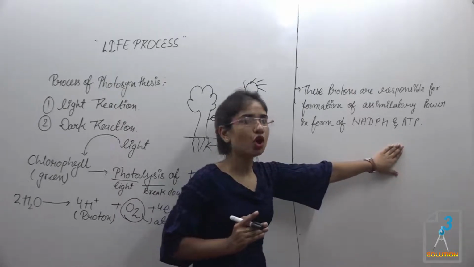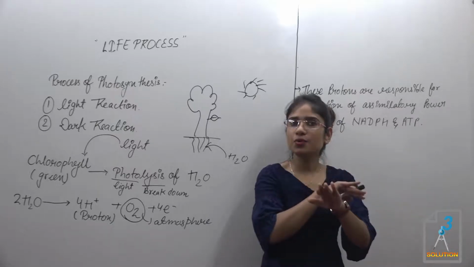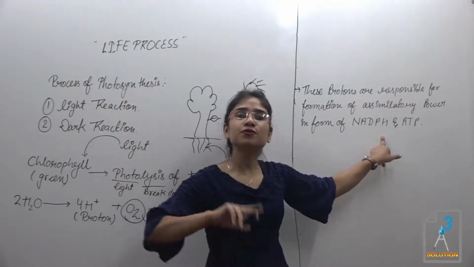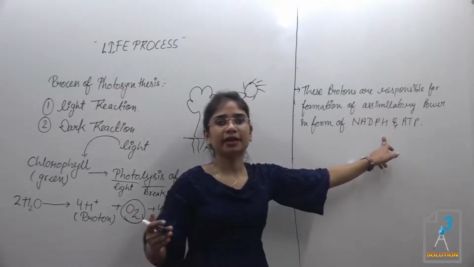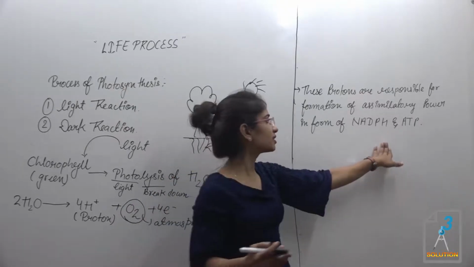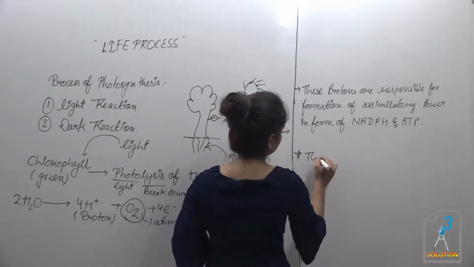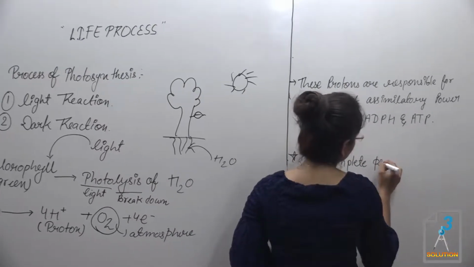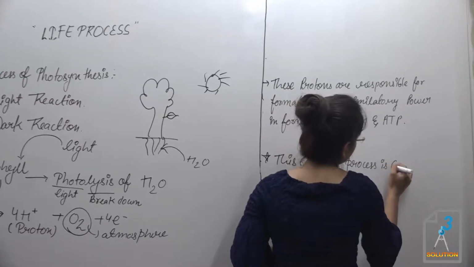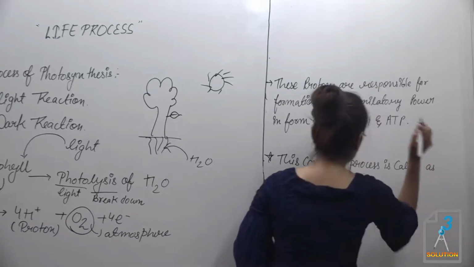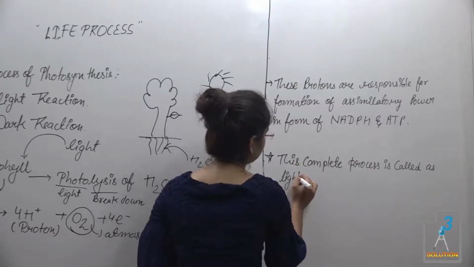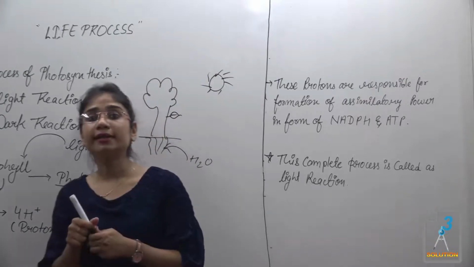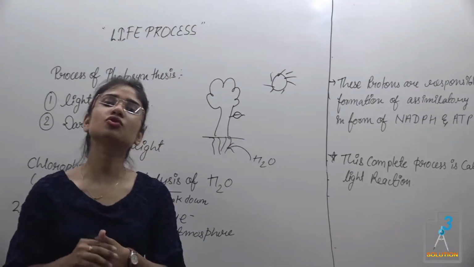Just after the formation of these two forms of energy, the light reaction will be completed, and this is the end of the light reaction. After this, a second reaction will run, known as the dark reaction. This complete process is called the light reaction. So it is called the light reaction because it is directly dependent on the light.